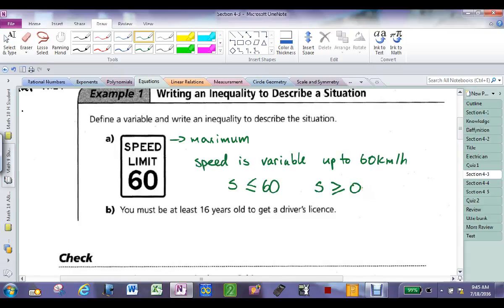S must also be greater than or equal to what? 0, because can you have a negative speed? No. You are still not going backwards. That is still not a negative speed. You are still covering distance and time, so you still have a speed. So, this is what we call our inequality. This is what we call a restriction, because the speed cannot be negative.